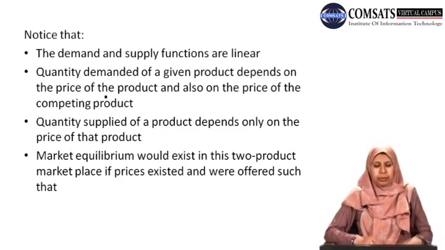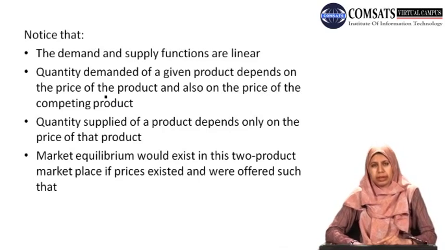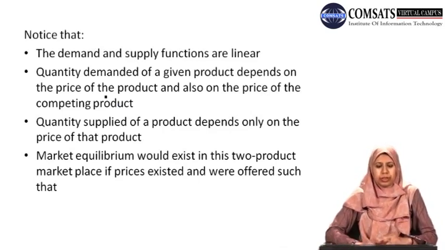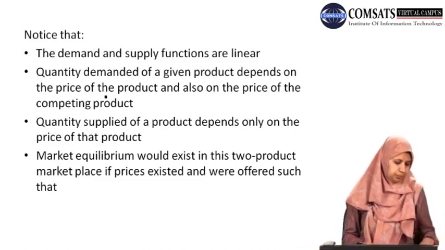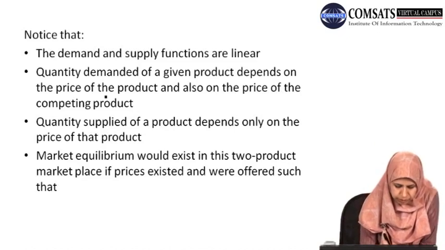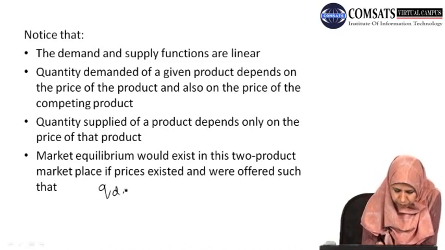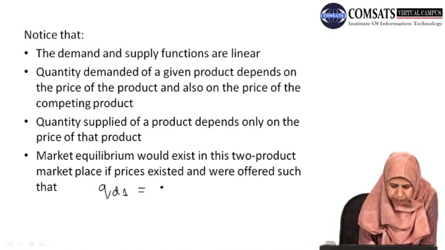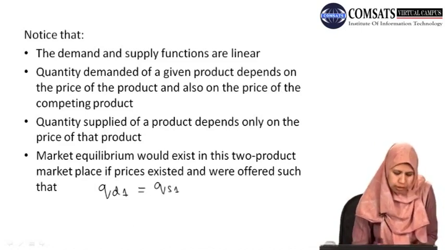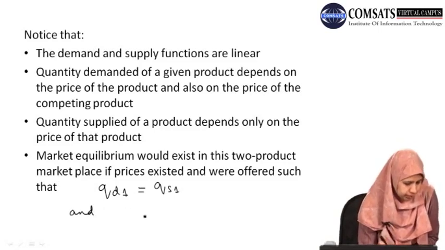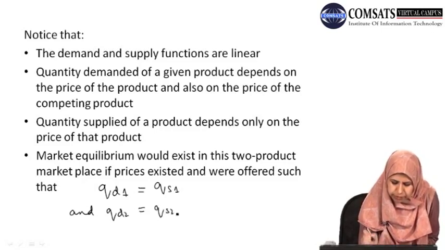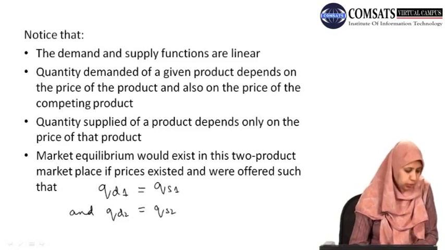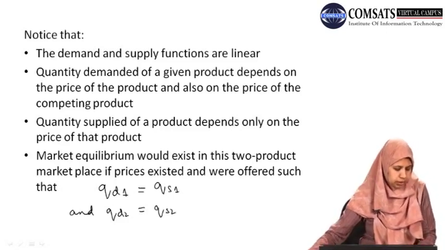Now, when will we obtain our market equilibrium? Market equilibrium would exist in this two-product marketplace if prices existed and were offered such that the demand function of product 1 is the same as the supply function of product 1, and the demand function of product 2 is the same as the supply function of product 2.